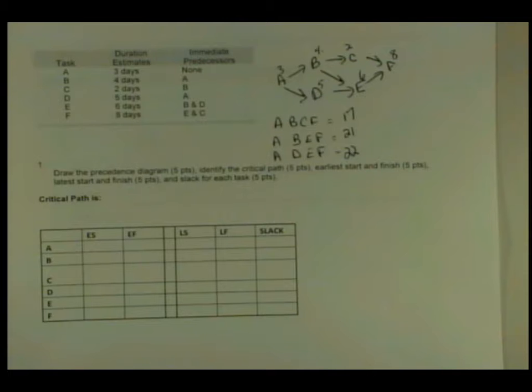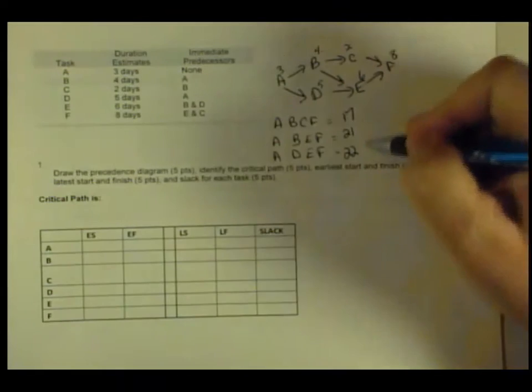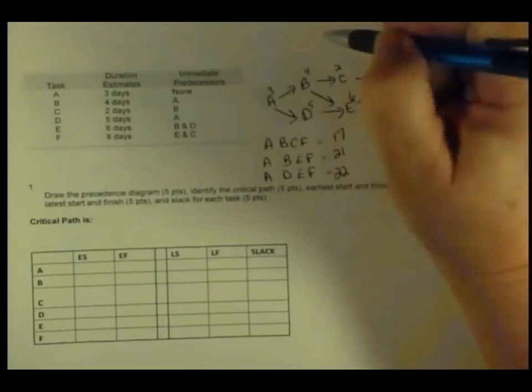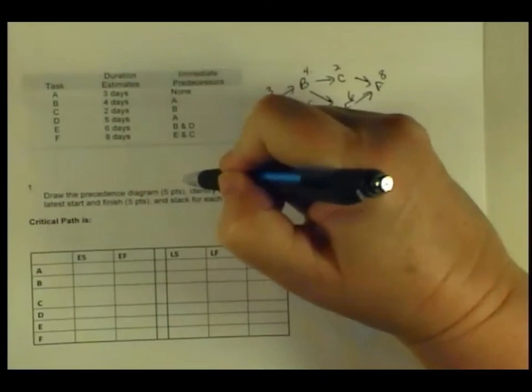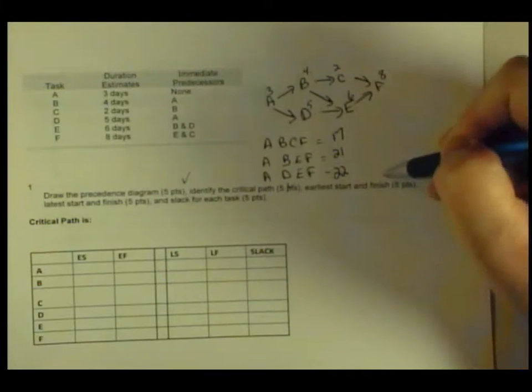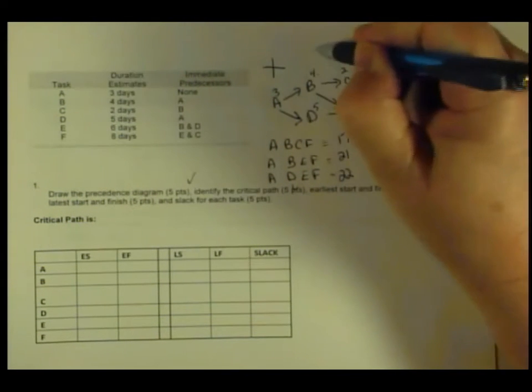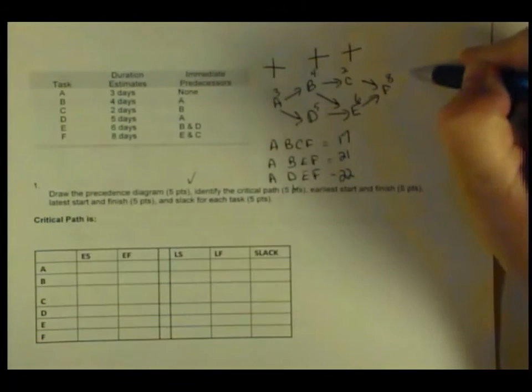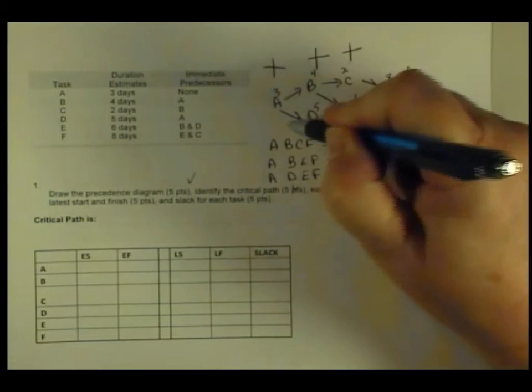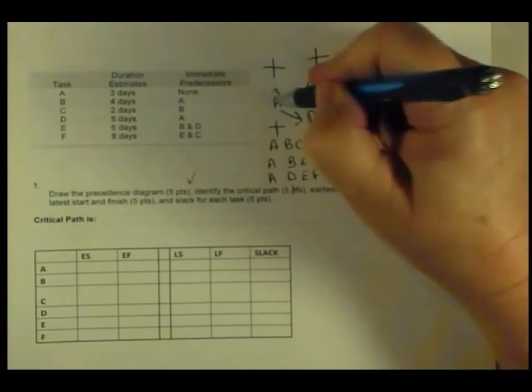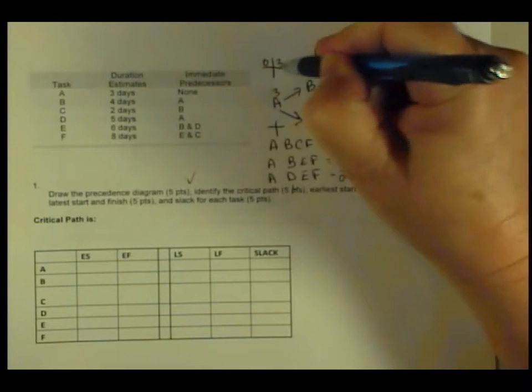Okay, so does that make sense? I think we'd added wrong before. We had that top one at something different, but it is 17, 21, and 22. And then to keep moving, so we've drawn our precedence diagram, we've identified the critical path, we need to do earliest start time and earliest finish time. So we're going to draw our T diagrams for each task. Okay, so for A, it starts at 0, ends at 3.